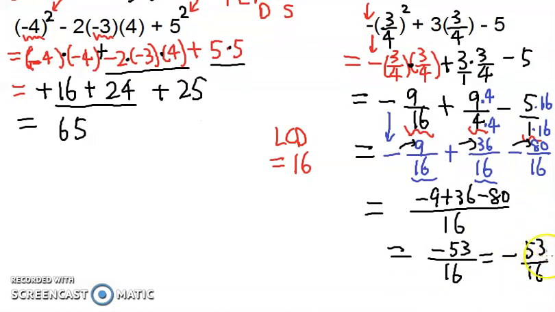And as you can see, this fraction is already reduced, because the only prime number that can go into 16 is 2, but 2 doesn't go into 53. That means they don't have anything in common. So that's a reduced fraction.